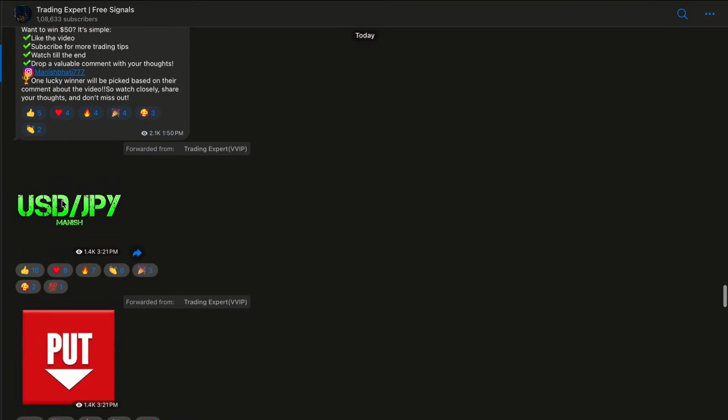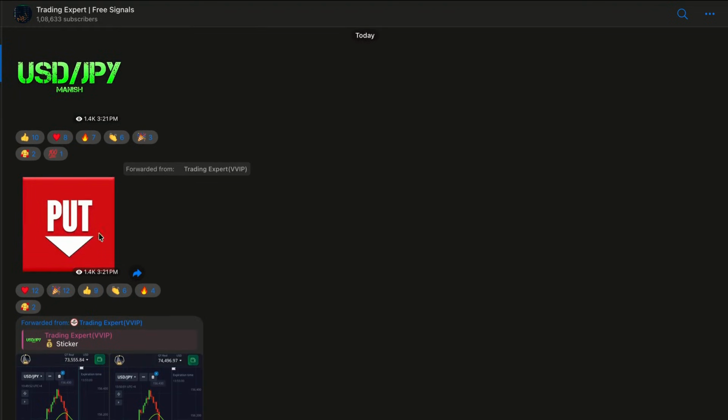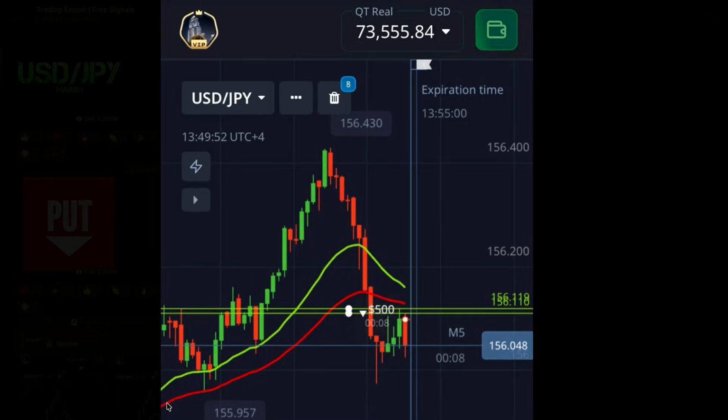So here you can check out our first signal, which was for USD/JPY for the put side, 5 minutes. You can set your timer to the flag timer, 5 minutes. This was a very good win. In this, the price reached a strong resistance zone and the moving average was also there.